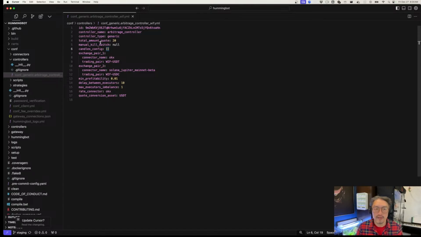To summarize, we're going to use a total amount. Quote defines a total amount of assets in the quote currency. The quote currency is USDC or USDT here, so we're going to use 20 USDT across this trade.